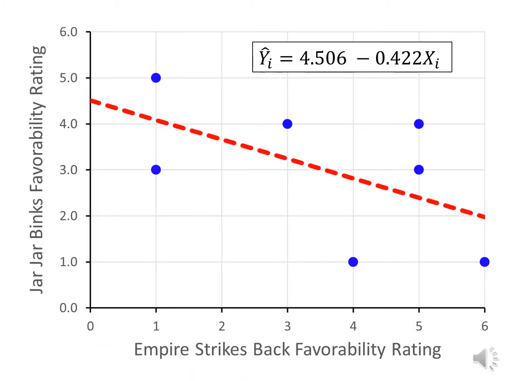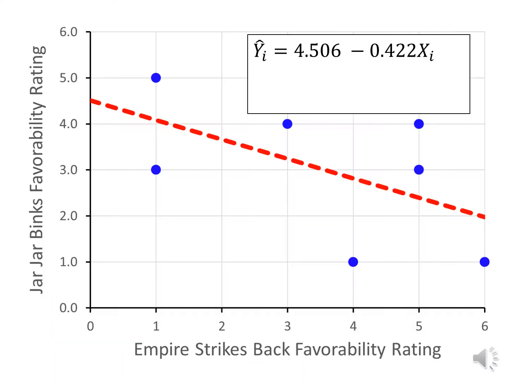Remember that we previously noted that the point of averages, that point that is the average of x and the average of y, is always on the regression line. Well, the average Empire rating was 3.57 and the average Jar Jar rating was 3.0. So yes, we do see that the point of averages is exactly on the regression line.